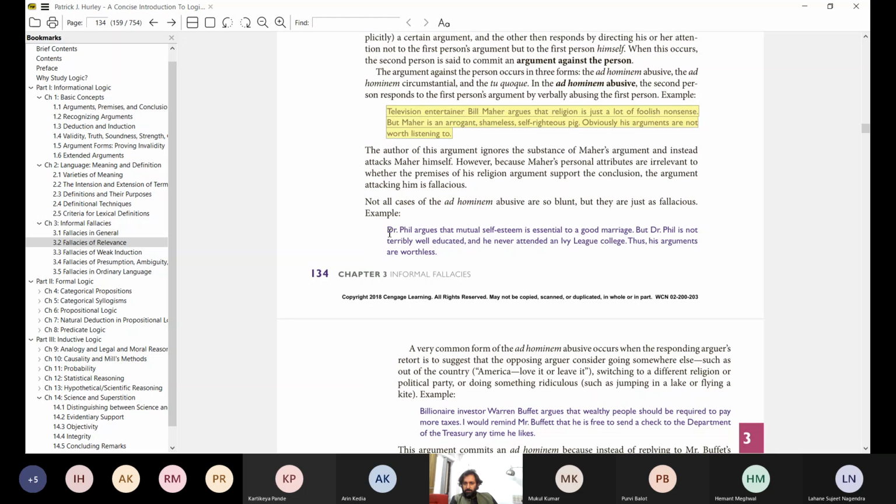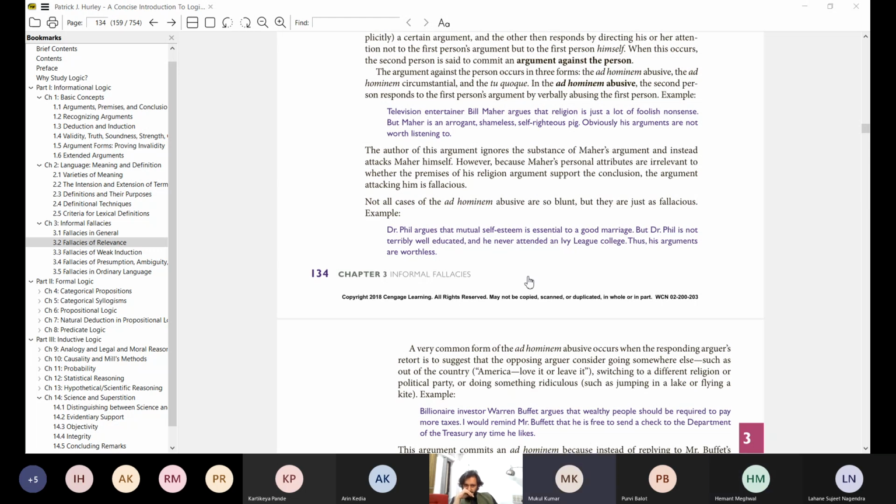What about the Dr. Phil case? It's the same case here because he is saying that Dr. Phil doesn't attend an Ivy League college and he is not well educated, so his arguments are worthless. So you see the key. Any thoughts on either of these? I agree with Hemant, but Mukul, go ahead.